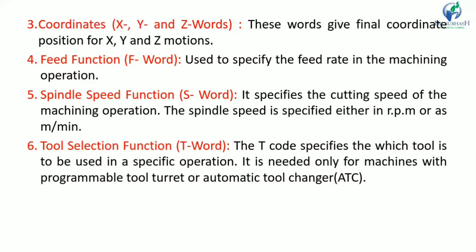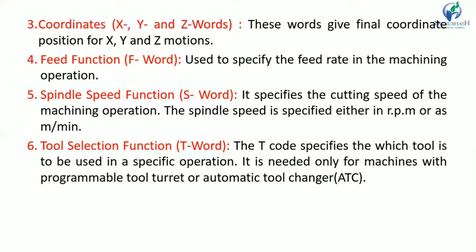Then next is the tool selection function. It is known as the T word. So the T word is needed only for machines with programmable tool turret or automatic tool changer. It is ATC. So each tool pocket on the tool turret or ATC has a distinct tool number. So the T word in the part program specifies which tool is to be used in the operation. Okay, so the tool number for the particular operation is specified as T00 to T99.